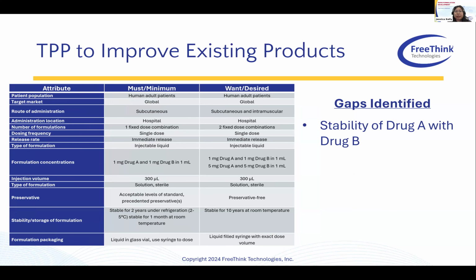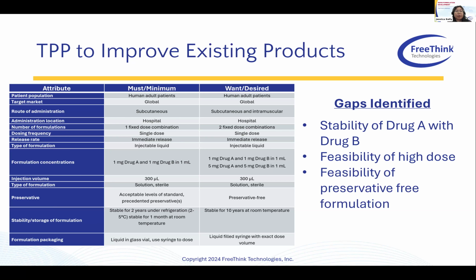And so I won't touch too much on this subject, as we will discuss more in the webinar given by Maria, which is all about formulating for stability. So other considerations that we talked about were the feasibility of high dose forms, the feasibility of a preservative-free formulation, the considerations for the injectability of the formulations, and then considerations for the product stability and packaging. So all of these would need to be addressed in the research plan that follows the development of this TPP.